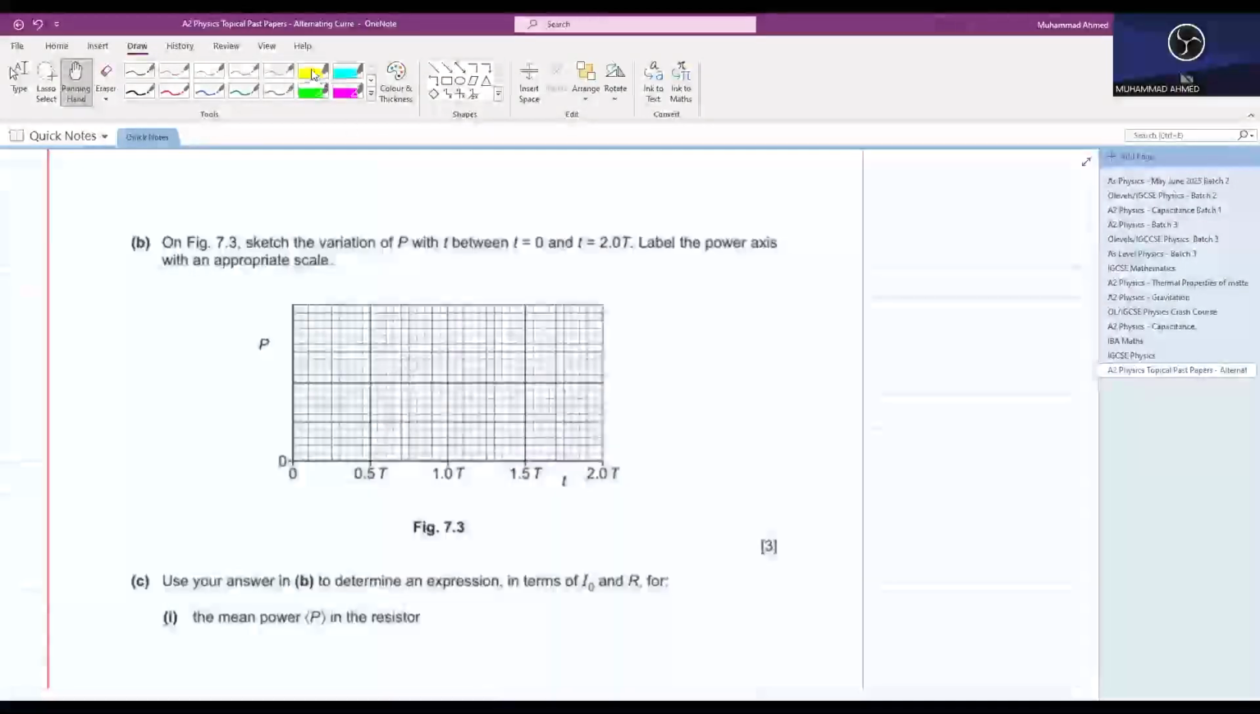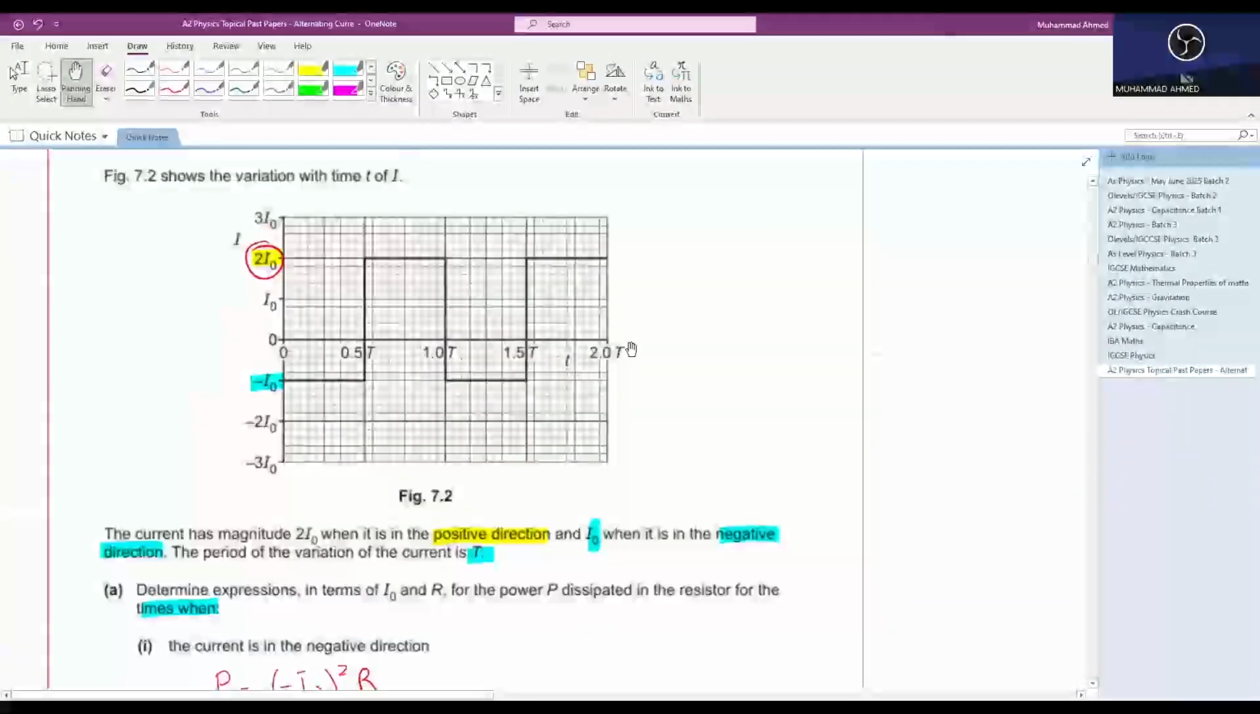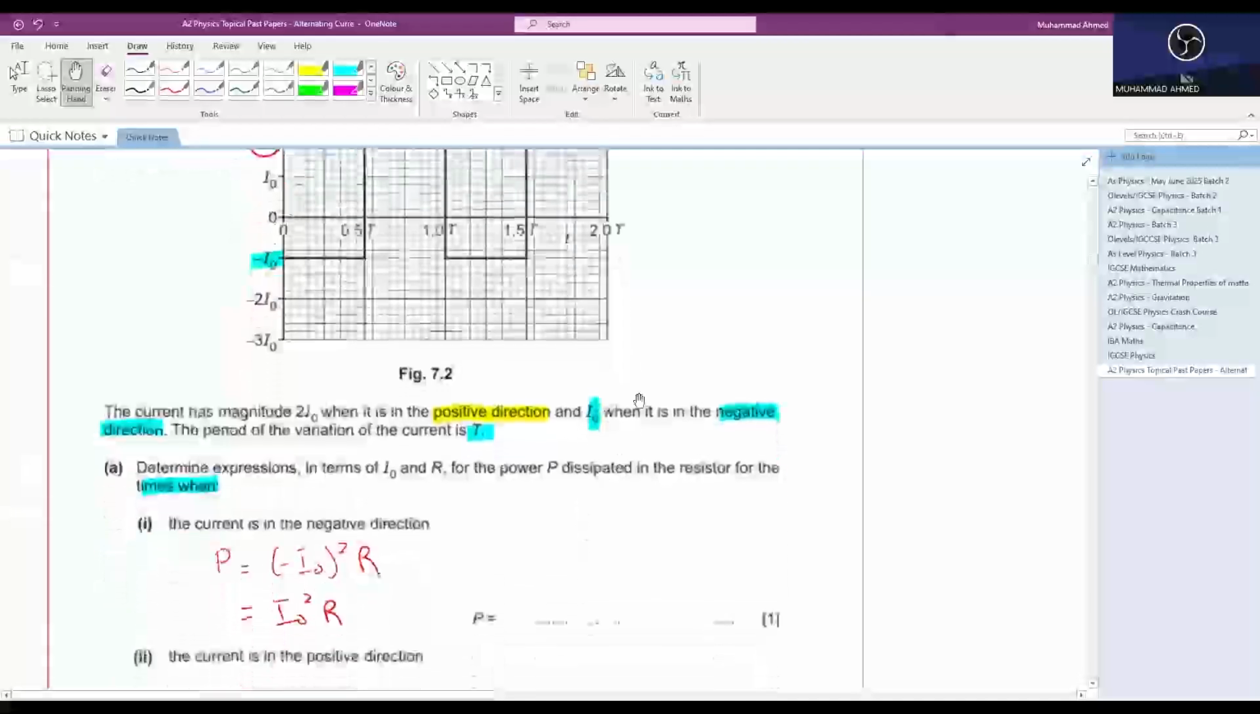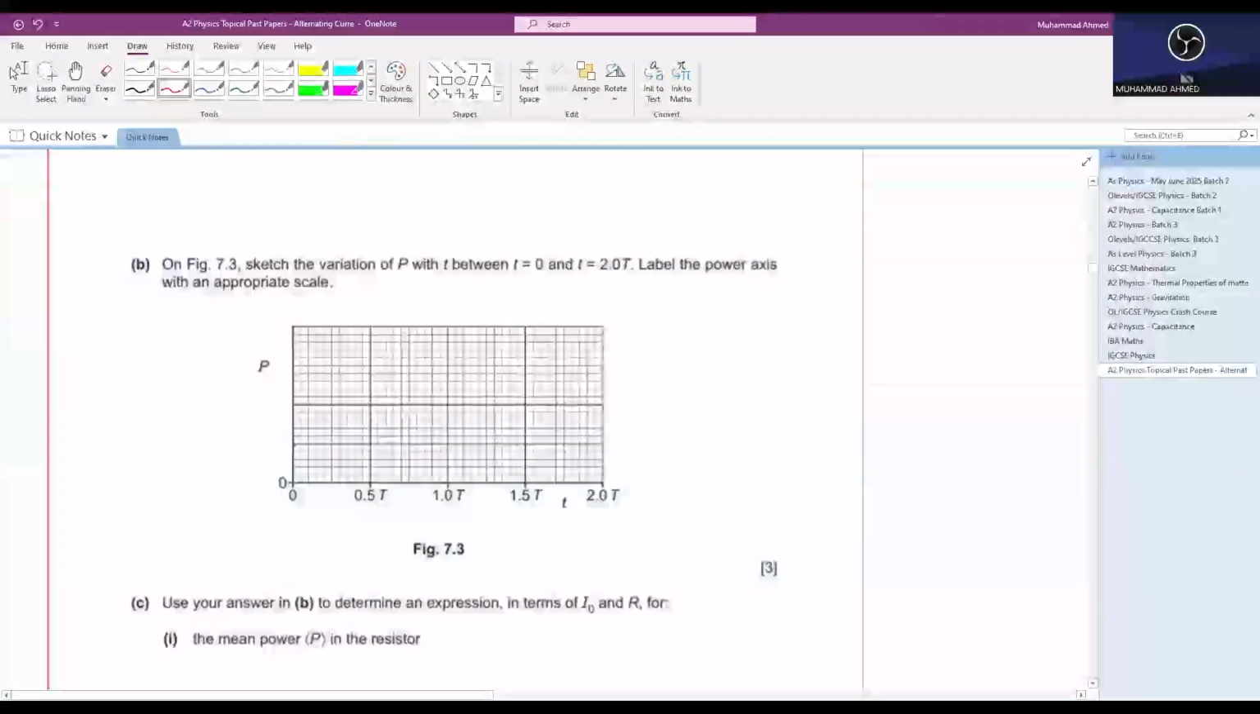What do we have to do next? On figure 7.3, sketch the variation of power with time from t equals 0 till t equals 2T. Label the power axis with appropriate units. Basically, we have to draw the graph of power versus time and label the axes. So we can say that five boxes on the y-axis represent I naught squared R, the next five boxes give us 2 I naught squared R, the next five give us 3 I naught squared R, and these last five boxes give us 4 I naught squared R.